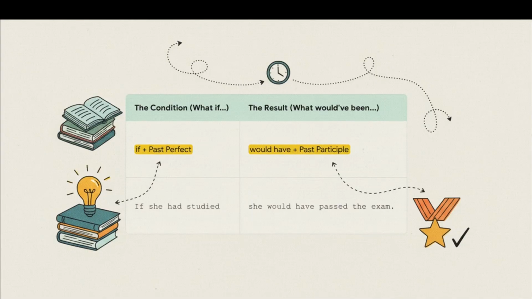Now remember, that's had plus the past participle of the verb. So, if she had studied. Simple enough. Then on the other side, you've got the result. This part uses would have plus the past participle. So, she would have passed. That right there, that's the core blueprint for our time machine.